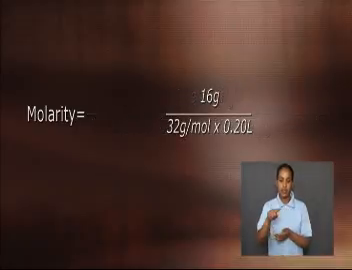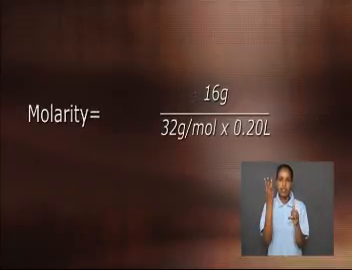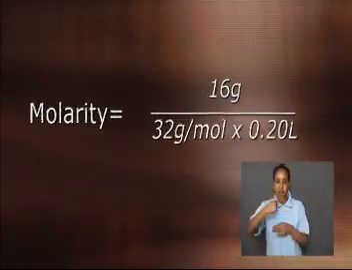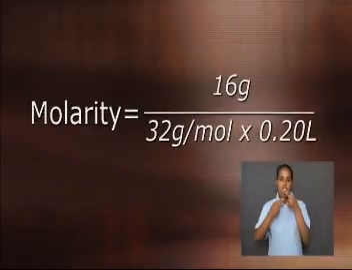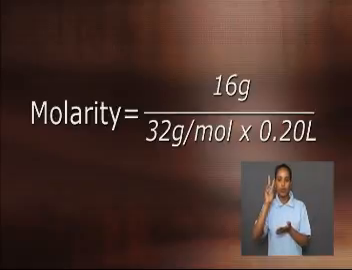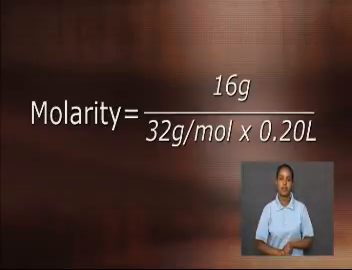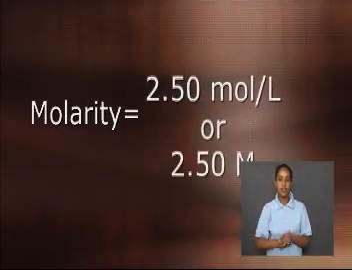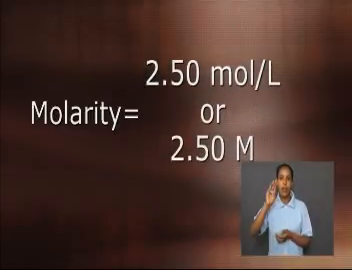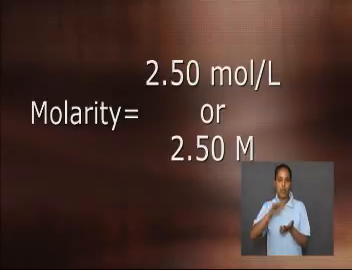Thus, we divide 16 grams by 32 grams per mole times 0.20 liters. This gives us 2.50 moles per liter, or a molarity of 2.50.